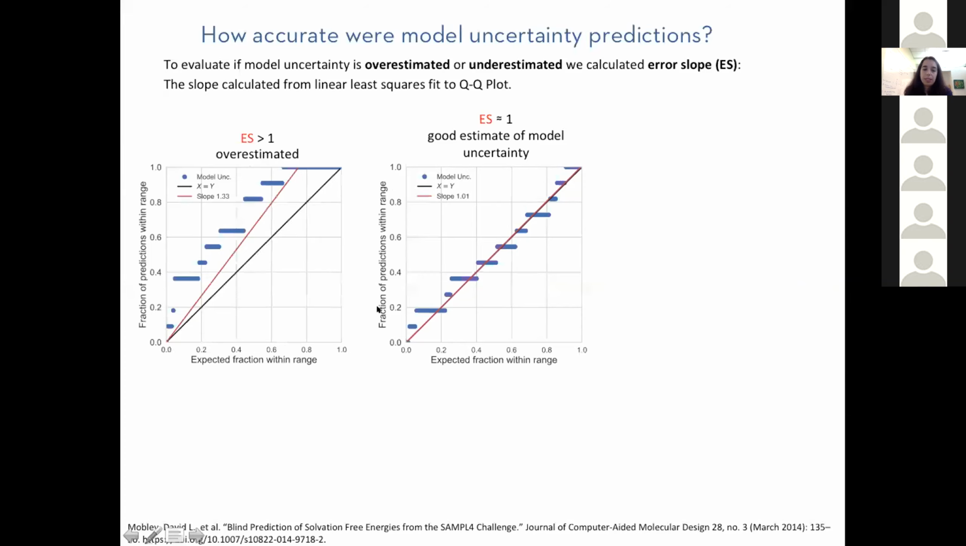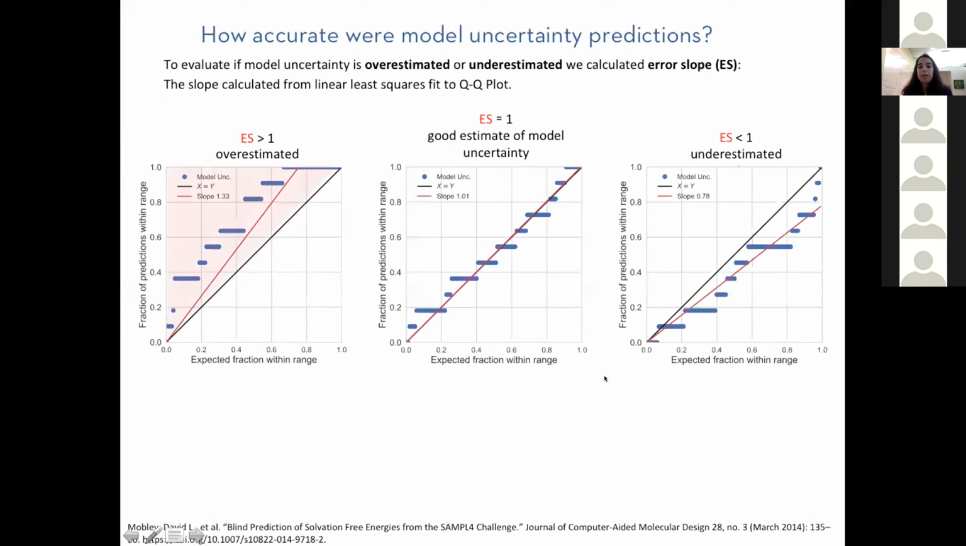If the prediction has overestimated the model uncertainty, if the prediction is performing more accurately than the participant expected and reported as model uncertainty, then the fraction of their predictions that fall within their model uncertainty would be more than what they expected. Therefore, you would get a higher slope.